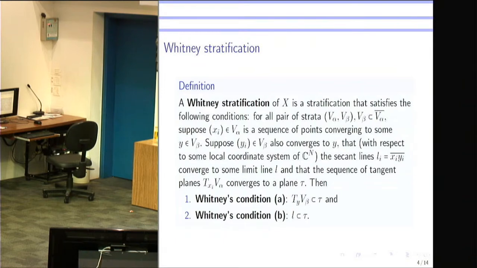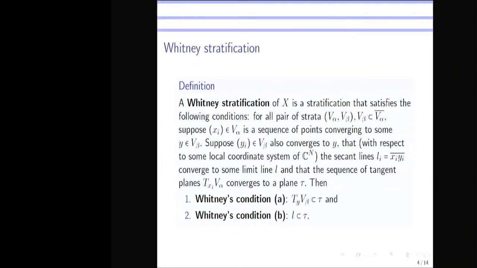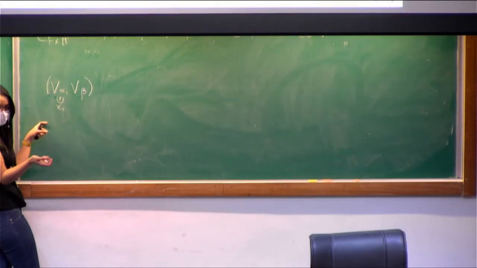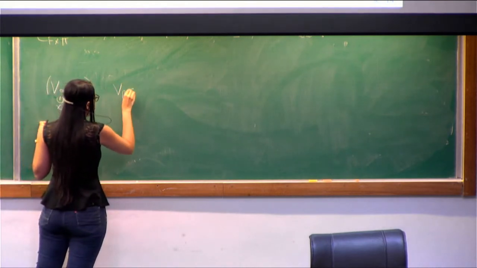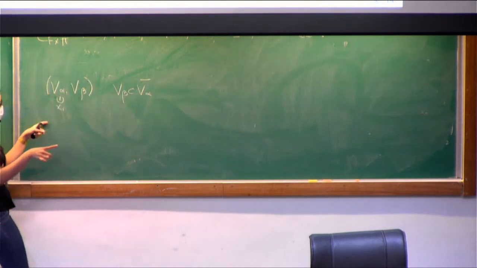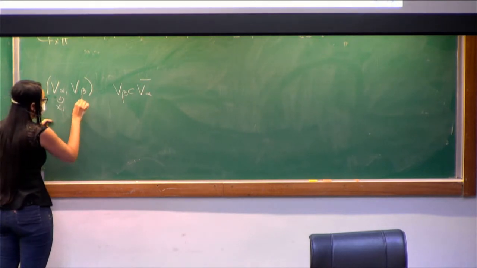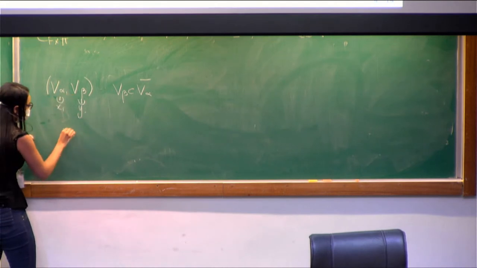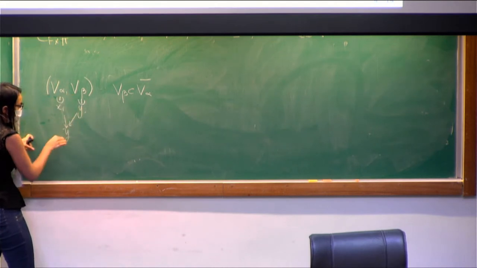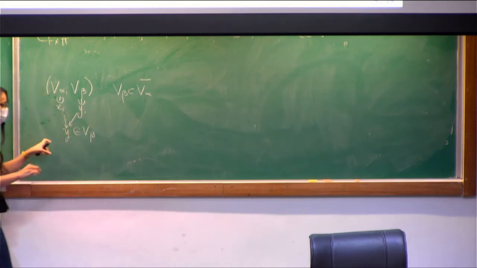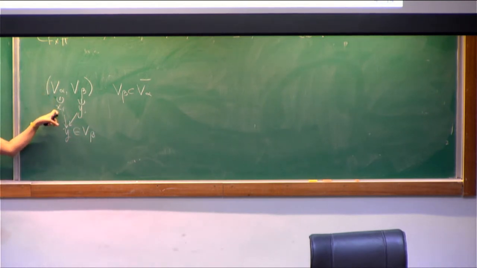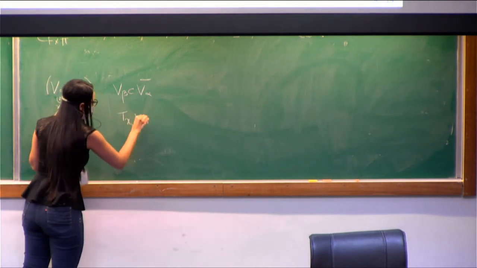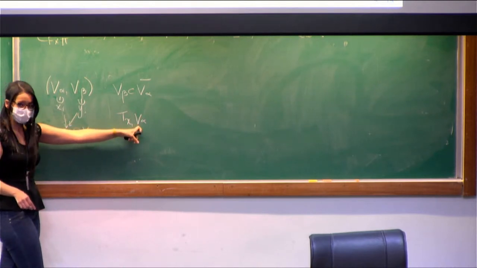So if we take a sequence of points in V alpha, here we are taking a pair of strata of the complex analytic stratification, and V beta is contained in the closure of V alpha. We take a sequence of points in V alpha and a sequence of points in V beta, both of them converging to a point Y in V beta. So this sequence of points Xi defines a sequence of tangent spaces to V alpha.